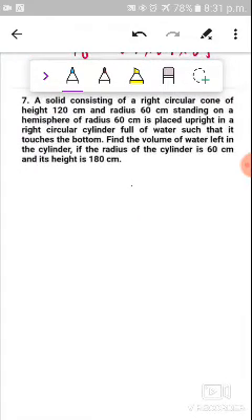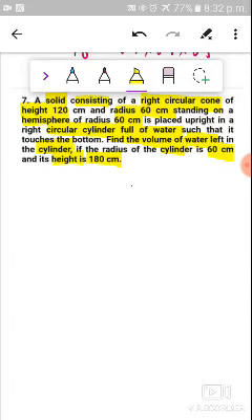Okay, so let us see what is given in question number 7. A solid consisting of a right circular cone of height 120 cm and radius 60 cm standing on a hemisphere of radius 60 cm is placed upright in a right circular cylinder full of water such that it touches the bottom. We need to find the volume of water left in the cylinder if the radius of the cylinder is 60 cm and height is 180 centimeter.